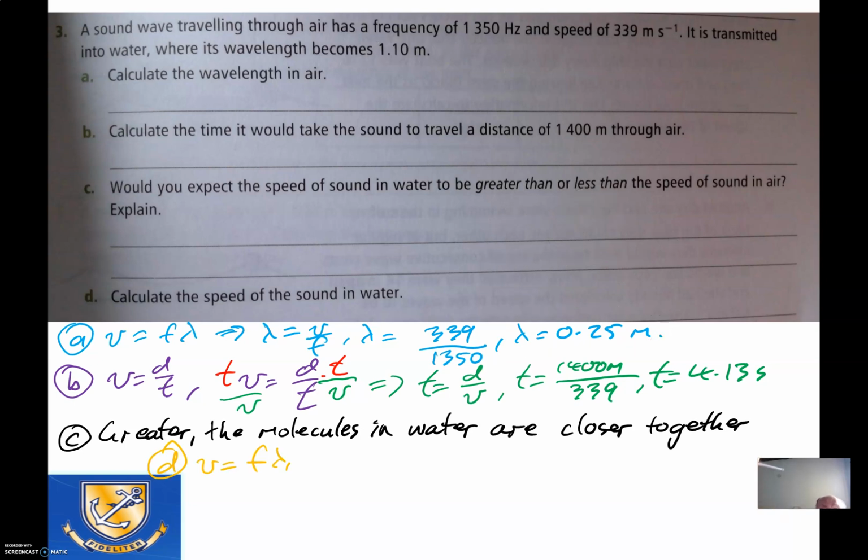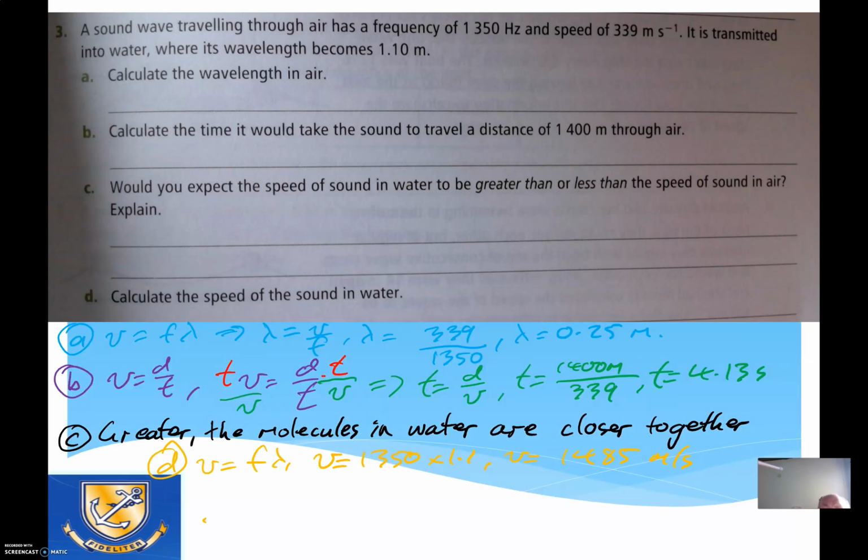Okay, moving along here. Speed of sound in water. Use our old formula here, v equals f lambda. Put the numbers in. The frequency is 350 and the wavelength is 1.1, and we get the speed of sound as 1485. And that's a nice place to finish. And I think that's even what they said, 1490, in the book.